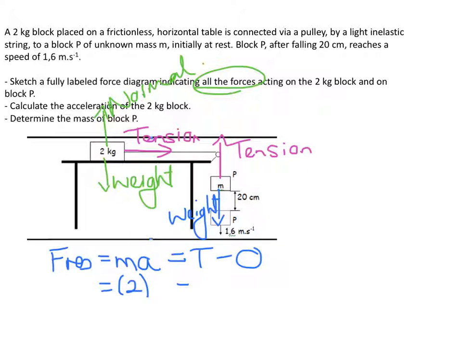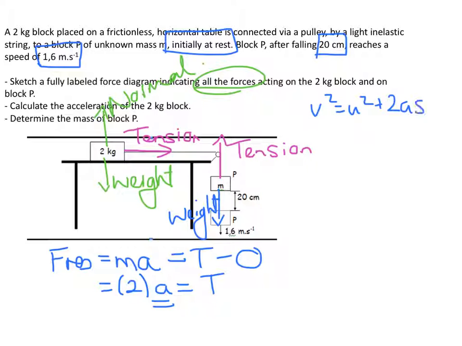So we have got a tension, an acceleration. So tension is equal to 2 times the acceleration. Imagine if we could find out this acceleration. We've got quite a bit of information. We've got a distance, we've got a speed, we've got the fact that it was initially at rest. What about using equations of motion? So I am going to say v squared is equal to u squared plus 2as. I know I'm working with block P now, which is fine. We'll see how it links to the 2 kilogram block in a minute.